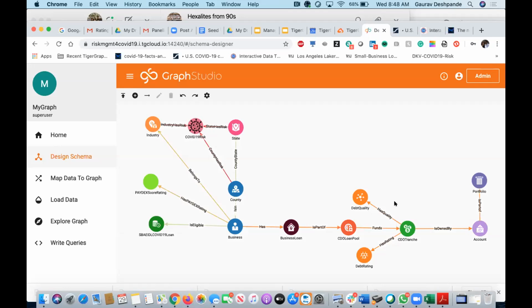We have a few questions from the audience. One here is, what are you doing in TigerGraph to model risk that can't be done in a standard relational database?